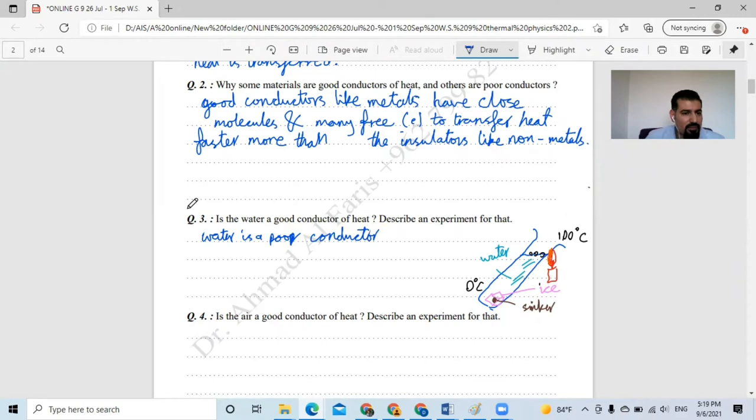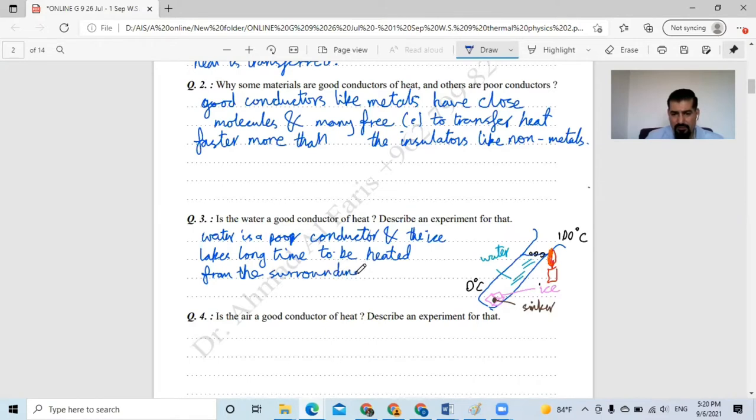Yes, poor conductor because the molecules aren't so close. Okay, yes, thank you, Farah. Water is a poor conductor, and the ice takes a long time to be heated from the surroundings to melt.